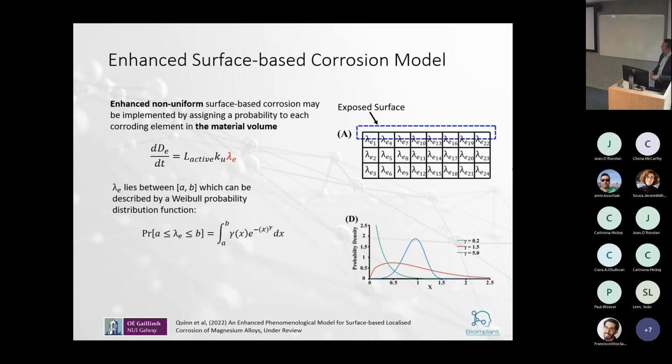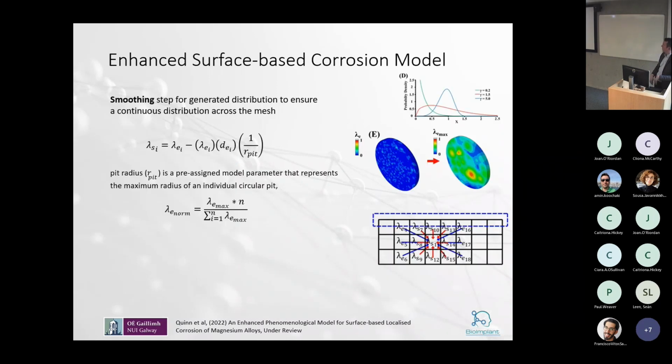And to implement non-uniform corrosion, we introduce an additional term here to essentially prescribe a random distribution to the entire material volume. So every element here is prescribed a value that is essentially a probability of corrosion taking place, and that probability can be controlled by a simple Weibull distribution. So depending on the Weibull that you apply, you can change your overall type of corrosion that progresses.